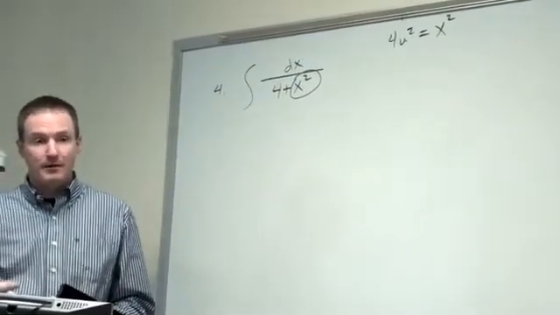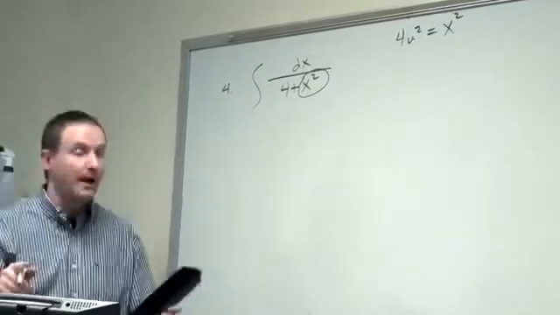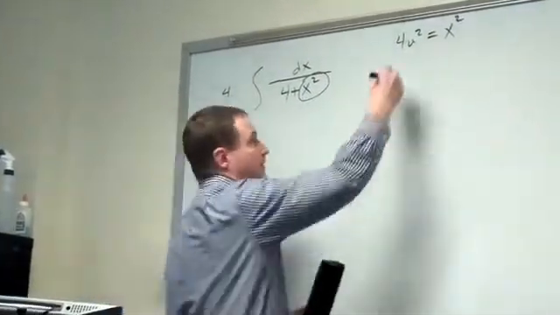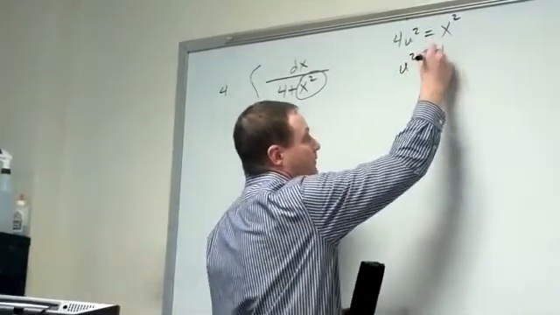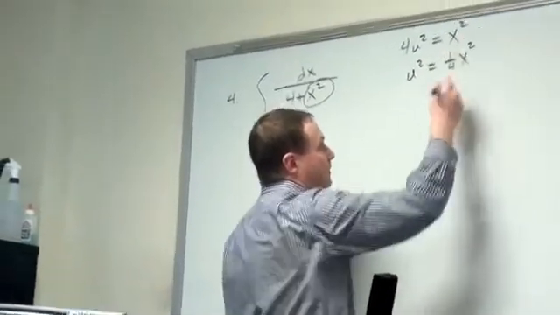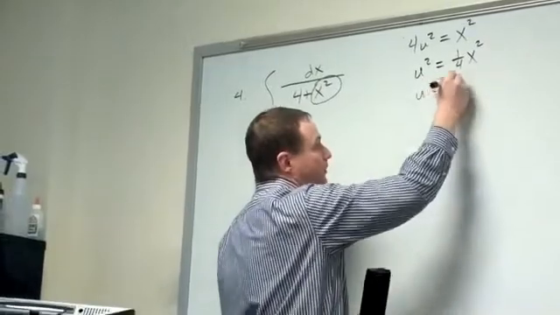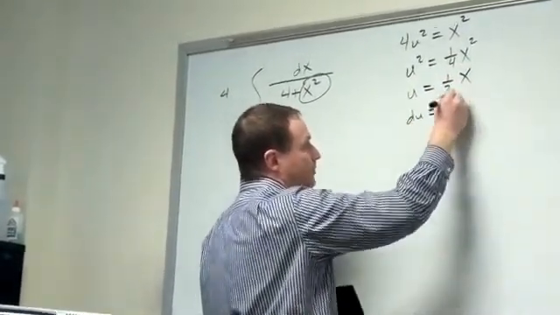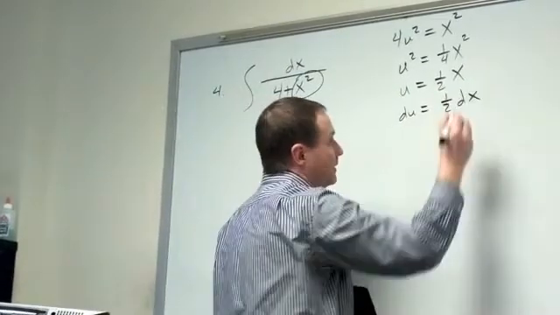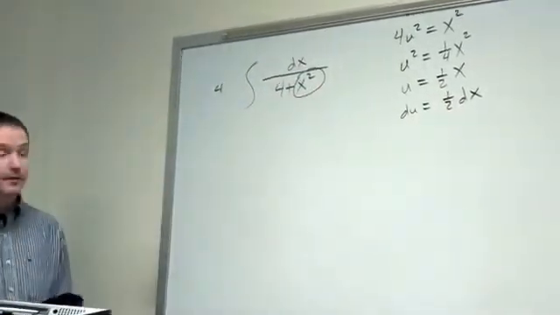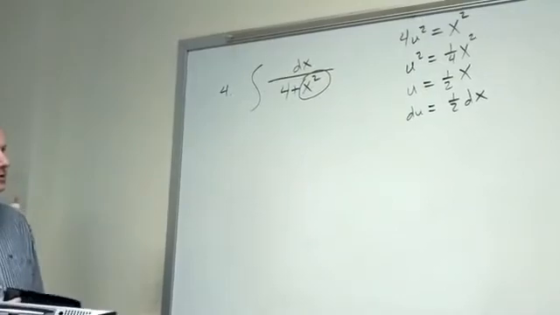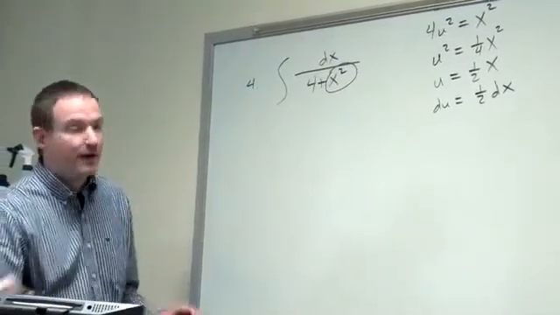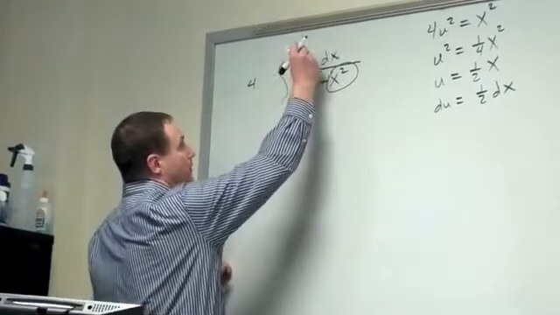So I'll say, okay, if that's the case, u squared is 1/4 x squared, u is equal to 1/2 x. du, just like our last problem, 1/2 dx. Identical to the last problem, other than it being an inverse tangent function. So I'll say, okay, I need to force a factor of 1/2 in there. I'll do it. Multiply by 2 on the outside.